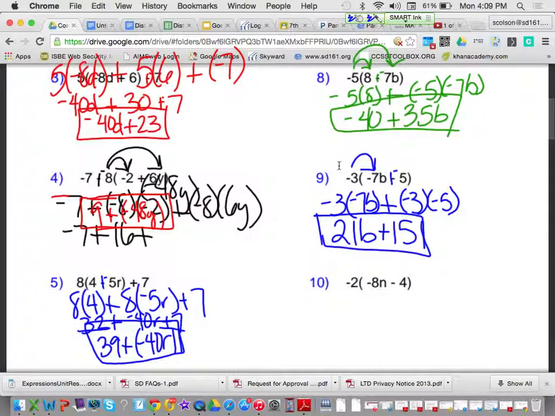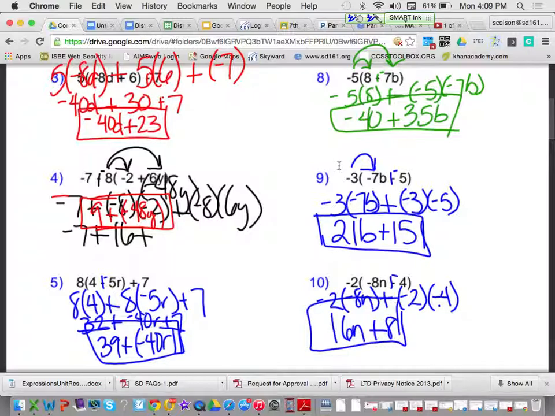And finally, one thing to change here. Hopefully you can figure this stuff out on your own, or you are getting there, plus a negative. So I have negative 2 times negative 8n plus negative 2 times negative 4. Negative 2 times negative 8n, both of the signs are the same, so it's going to be positive 16n plus a negative 2 times a negative 4. The signs are the same, so it's going to be positive plus 8. Boom. There is the homework.